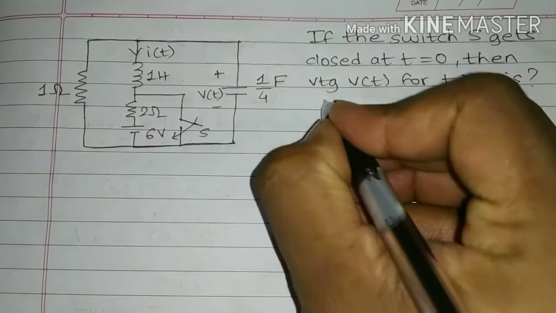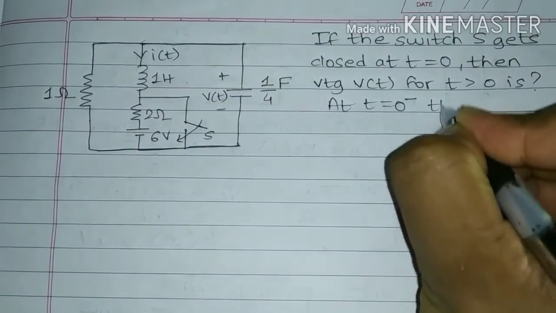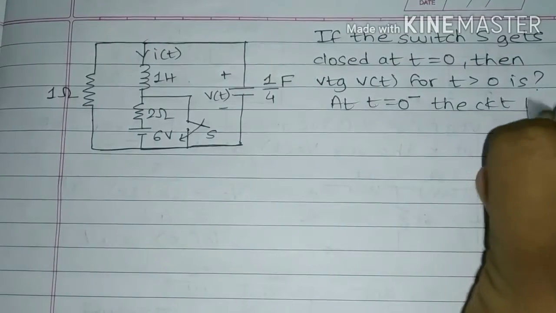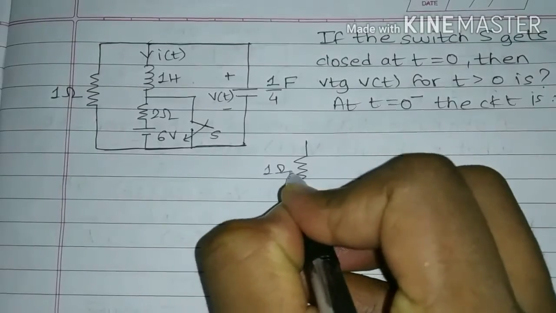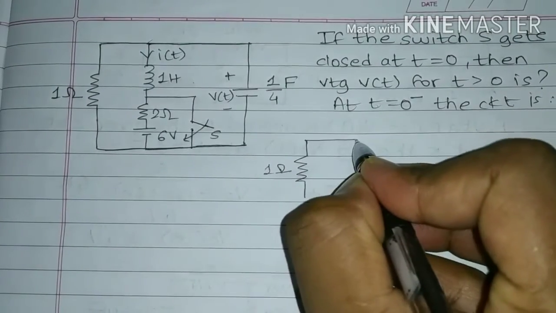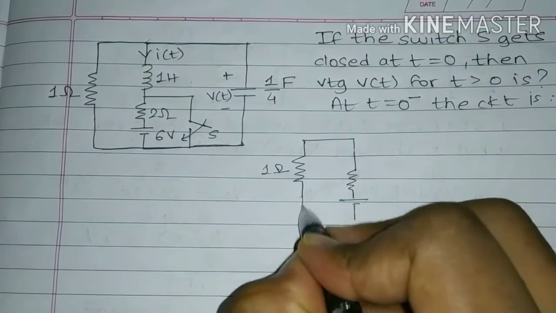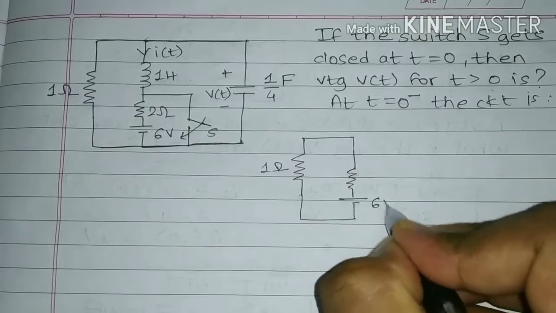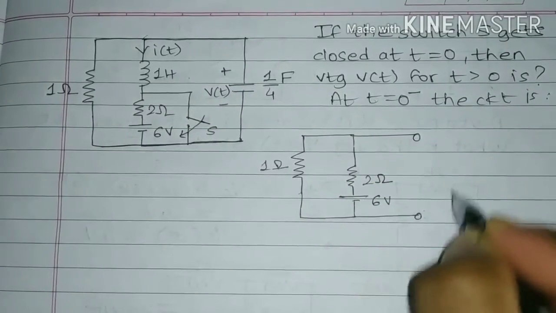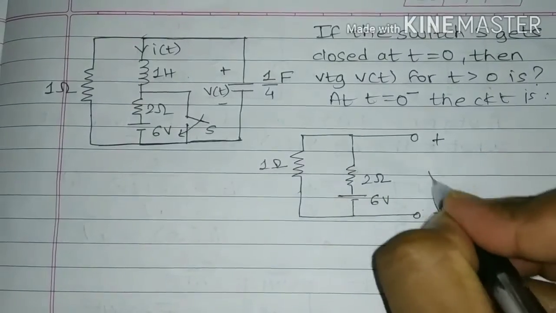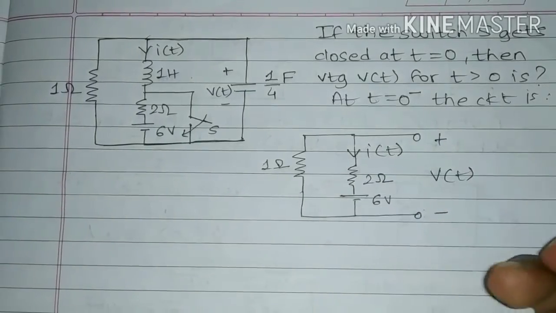First of all, let's draw the circuit for t is equal to 0 minus. At t is equal to 0 minus, the circuit attains steady state. So the capacitor will act as an open circuit whereas the inductor will act as a short circuit. So 1 ohm resistor over here, this inductor will act as a short, 2 ohm resistor, 6 volt battery, and the capacitor is open circuited and the voltage across it is V of t, and the current flowing through the inductor is I of t.